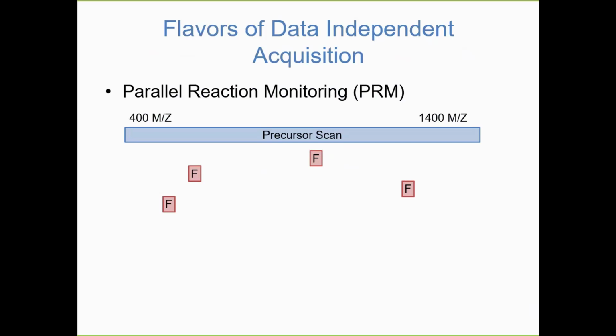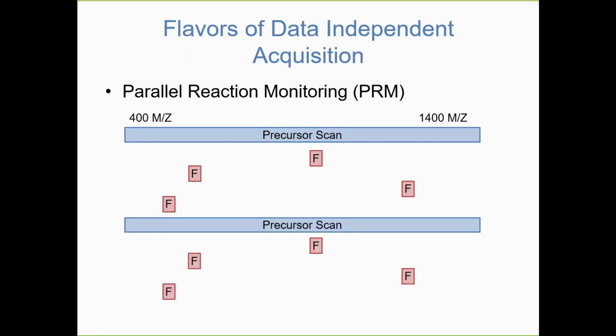And so for the first duty cycle, they might acquire a precursor scan, and then 4 fragment ion scans, and then in the next duty cycle, they'll acquire a second precursor scan, and the same 4 fragment ion scans. These are going to be repeated, but because they are repeated, we're able to draw what are called chromatograms, or measures of those fragment ions across time.